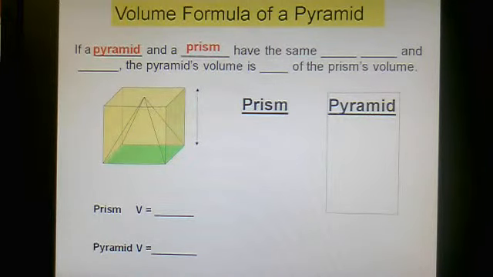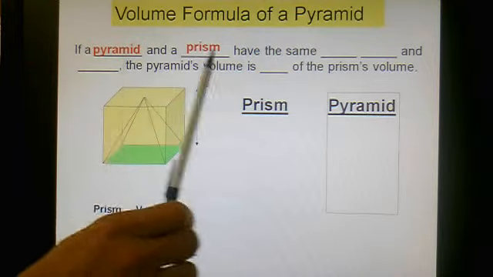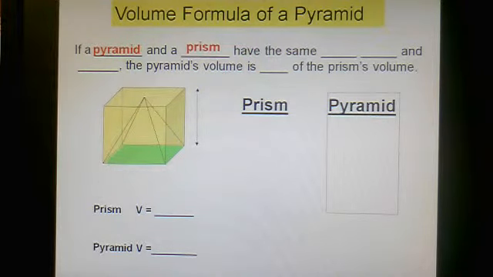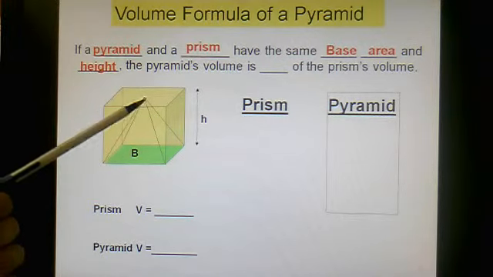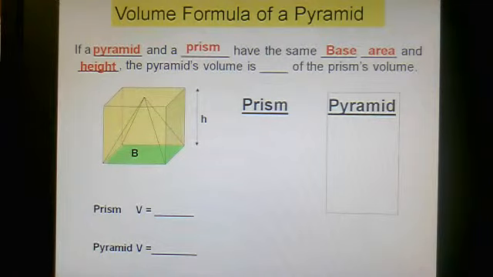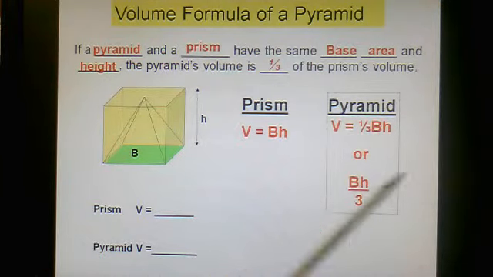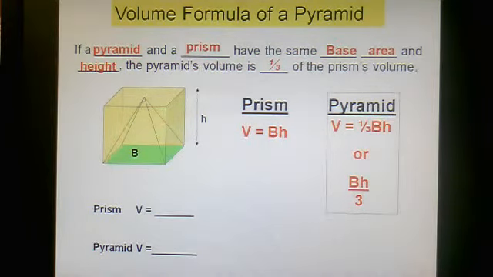So we talked about this formula. These two, the pyramid and the prism that are in this picture, have the same exact base area, and they also have the same exact height because this top vertex is right on that top surface. And if that's true, like I showed you with the water inside the plastic pyramids, the volume of the pyramid is 1/3 of the volume of that prism. So there's your formula. You certainly have to know that for the test.